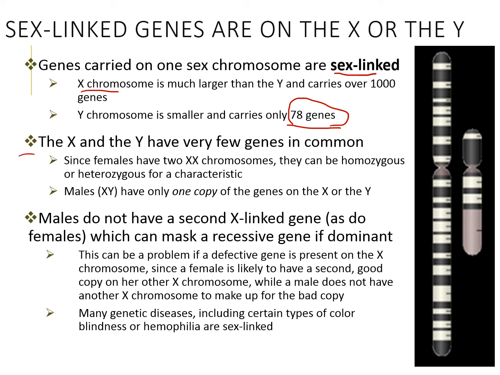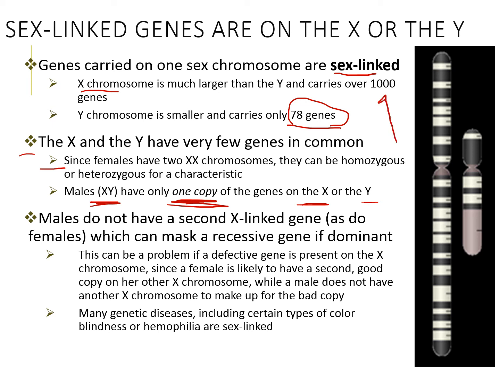So the X and Y have very few genes in common. They're basically not homologous chromosomes, although they do line up at metaphase one when all the other homologous chromosomes line up in meiosis. Since females have two X chromosomes, they can be homozygous or heterozygous for a trait, right? Because they've got two copies of that X chromosome. A male, for example, just has XY, so they only have one copy of the genes on the X chromosome because the other one's a Y chromosome, and it doesn't have those genes.